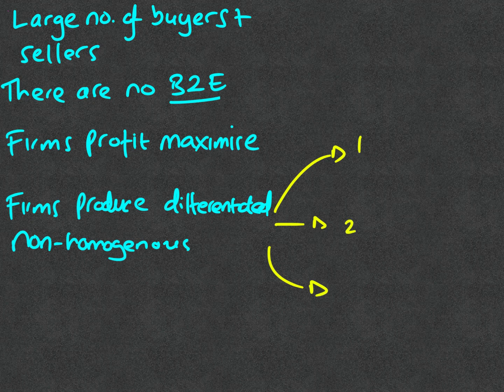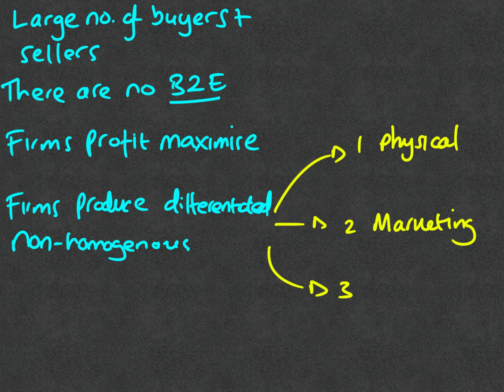There are three types of differentiation that we're going to look at that firms in monopolistic markets could use. There's the physical differentiation, where the product itself is slightly different to its competitors. This could be done through design or color or any special features a product might have. Then you have marketing differentiation, where firms may use promotions or other types of marketing strategies in order to be different to their competitors.